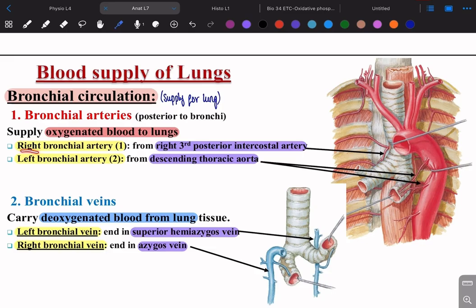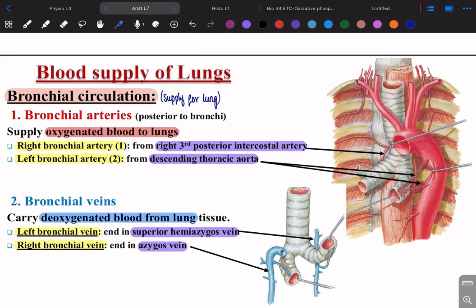So for the right bronchial arteries, we have one artery which originates from the third posterior intercostal artery. If you can see here, these are the intercostal spaces. This is the first, second, third. So this is the third intercostal space posteriorly, okay? Here we're viewing the ribs from behind, posteriorly. The third posterior intercostal artery is right here. It gives a branch that gives the right bronchial artery.